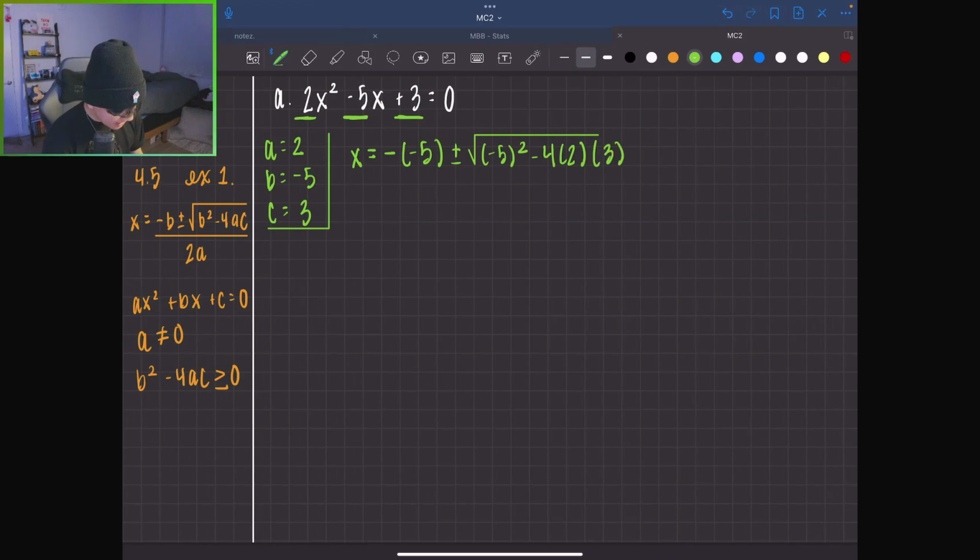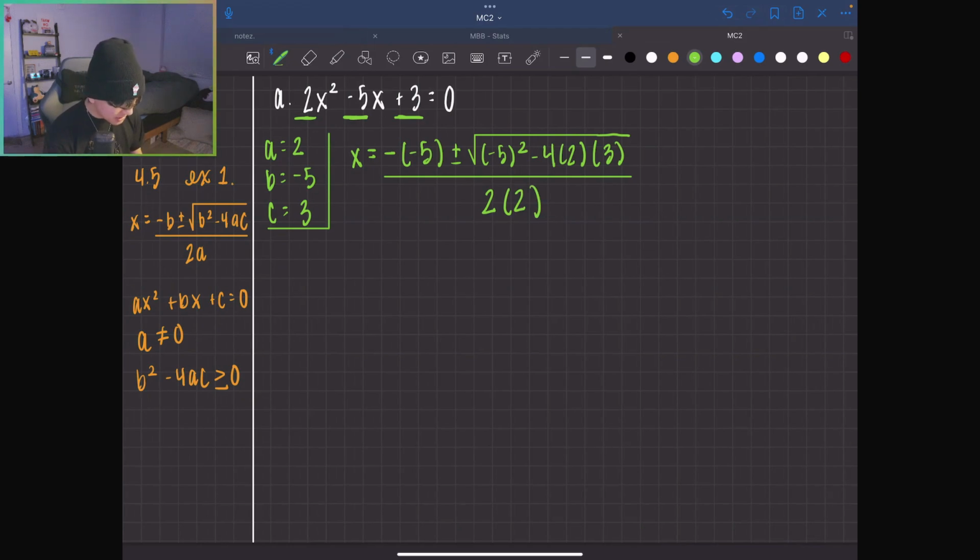I'm just going to extend my radical so we know it's all underneath. And then all over, so we're dividing all of that by 2a. Oopsies, no. 2 times a. 2 times 2. And then we go ahead and solve this.